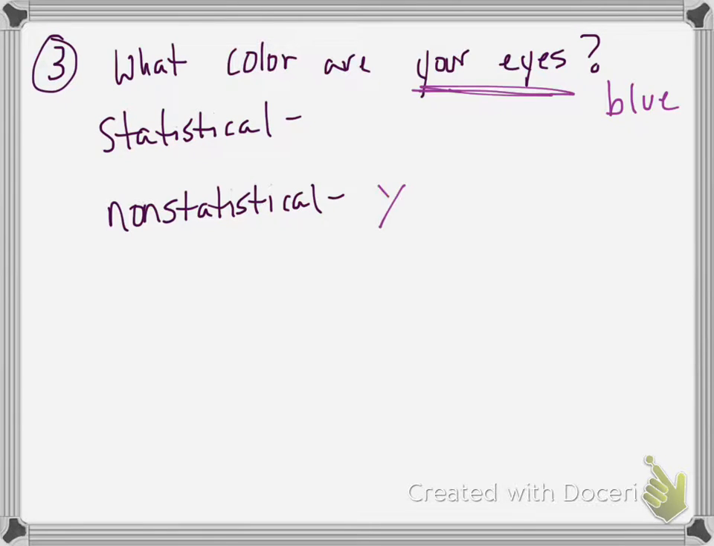And when there is only one answer to a question, and we do not need to collect any data and do any analysis in order to come up with the answer, then that is a non-statistical question. So what color are your eyes? That is a non-statistical question. There is only one possible answer. No need to collect data.